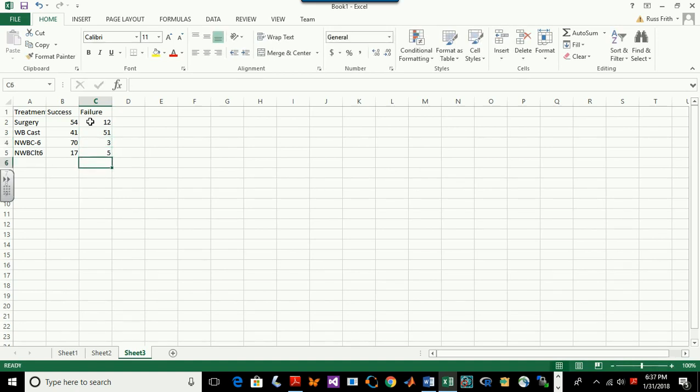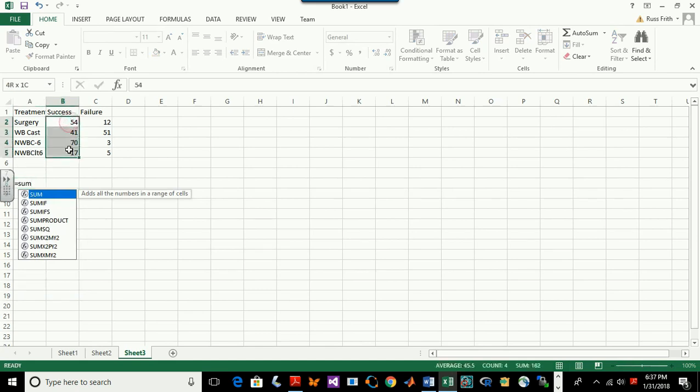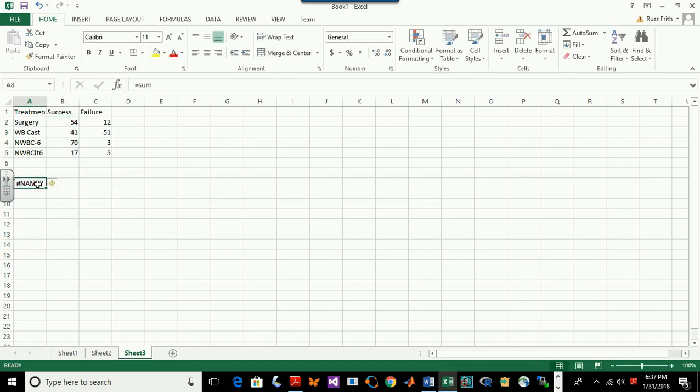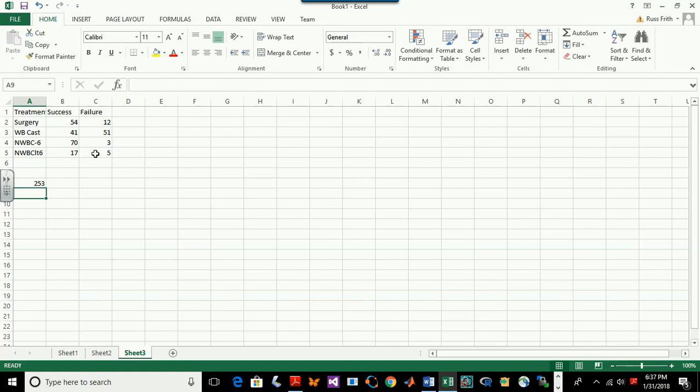Now we can sum up all the numbers, because that'll be used everywhere else. The sum of all the numbers equals sum: this number, this number, and so on. So 8 numbers, and our sum is 253. So that checks.